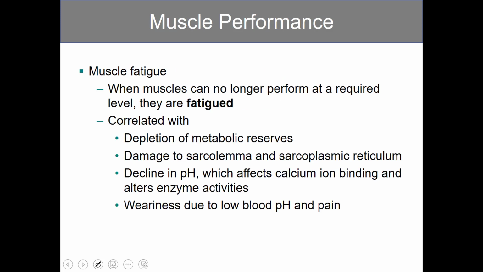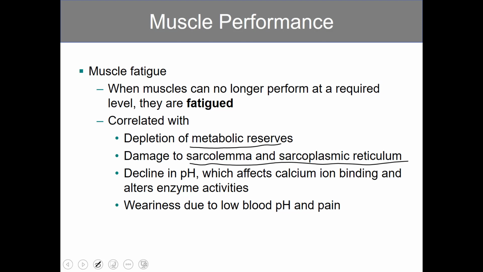Muscle fatigue: when a muscle can no longer perform at a required level, it is fatigued, and that's often correlated with the depletion of the metabolic reserves. You can have damage to the sarcolemma or the sarcoplasmic reticulum, due partly to the decrease in pH from the lactic acid buildup.